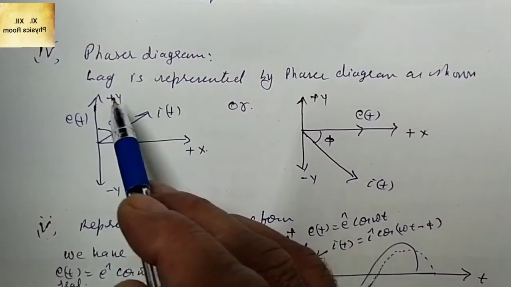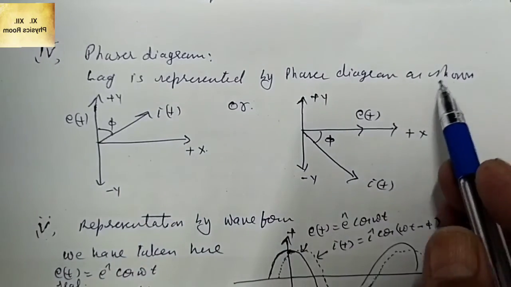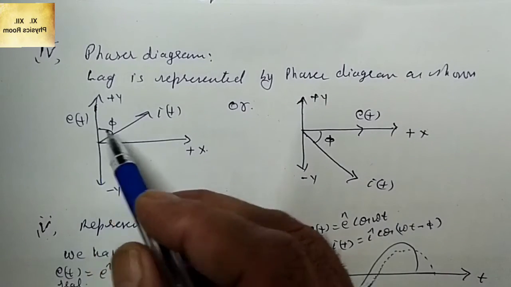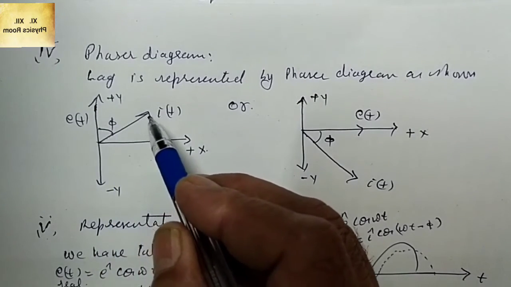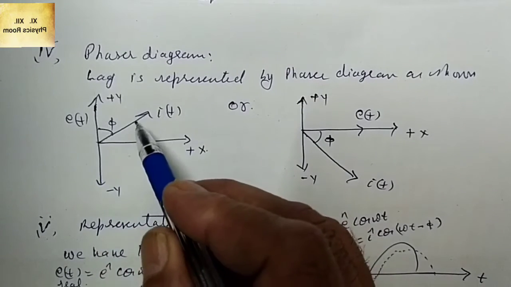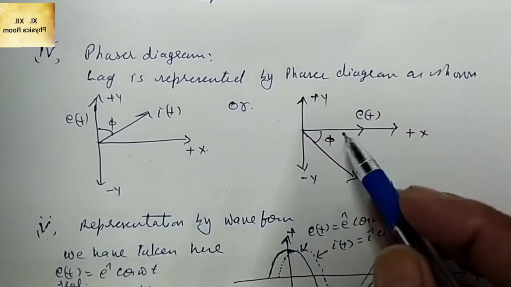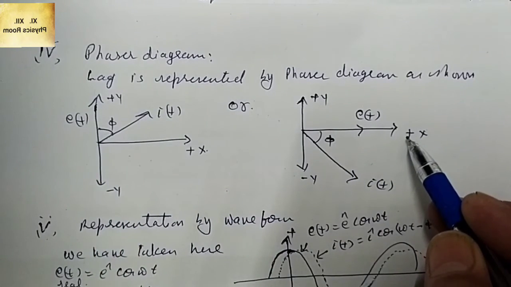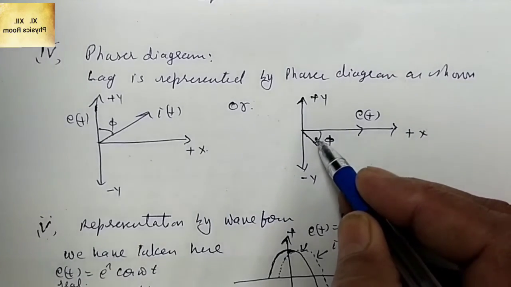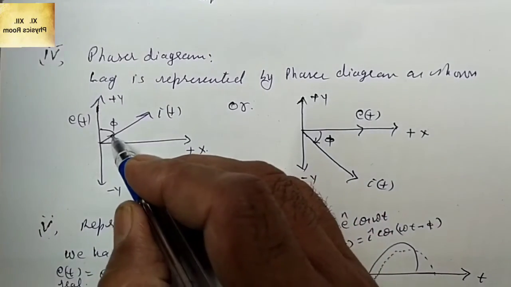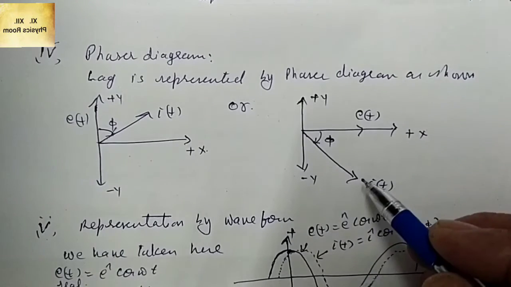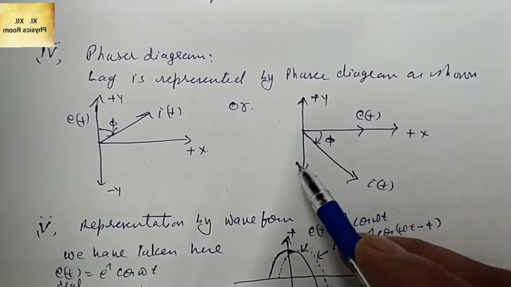Now the phasor diagram. Lag is represented by phasor diagram as shown. If we represent ET along positive y-axis, then we represent IT along this direction, with angle phi between ET and IT. So IT lags ET by phi. If we represent ET along positive x-axis, then we represent IT along this direction. So this is lag. This is how we represent the lag by phasor diagram.